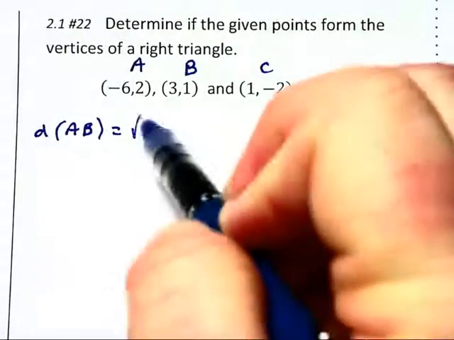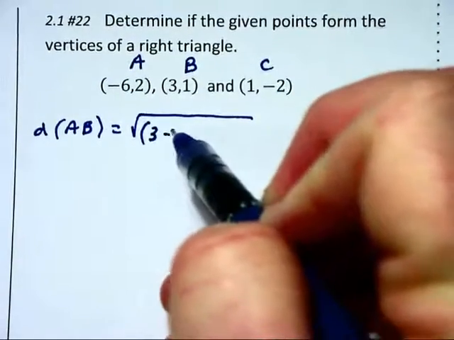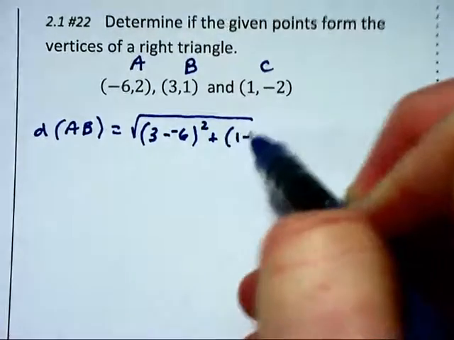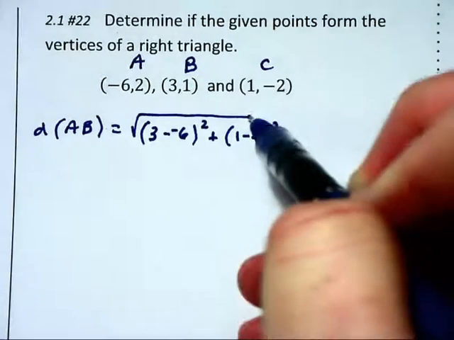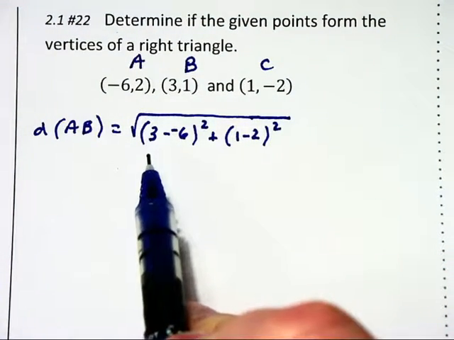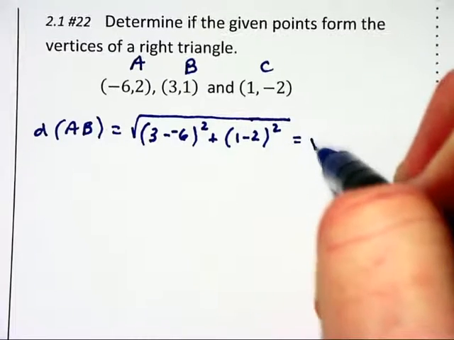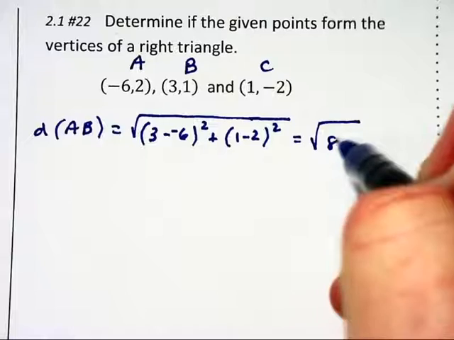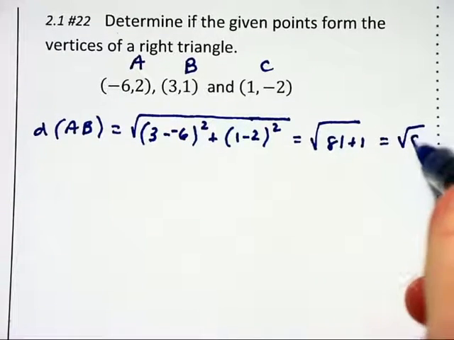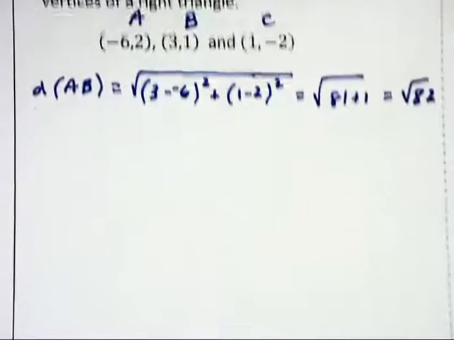So we're going to have the difference of the x's, so we're going to have 3 minus a -6 quantity squared plus 1 minus 2 quantity squared, all inside the square root. The first parenthesis gives us 9, the second parenthesis gives us 1, so this becomes the square root of 81 plus 1, which is the square root of 82. That's the distance between points A and B.